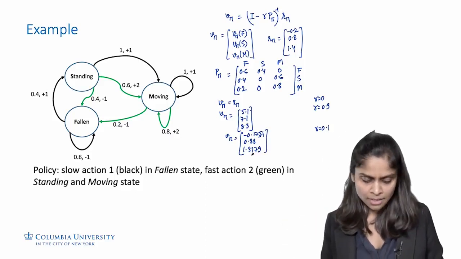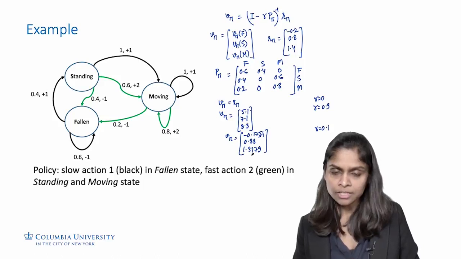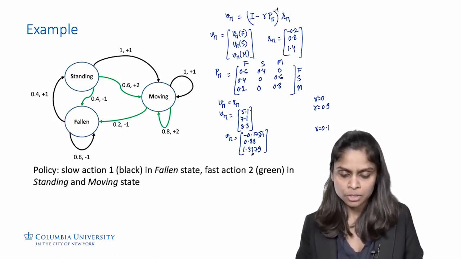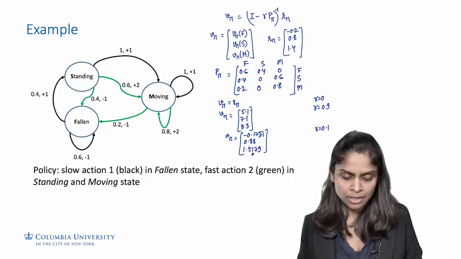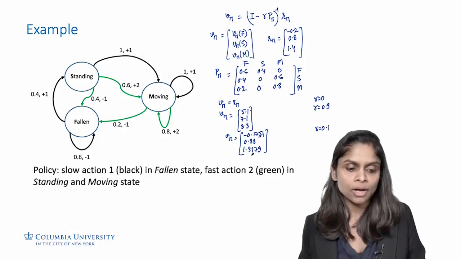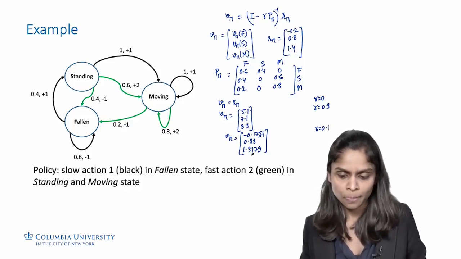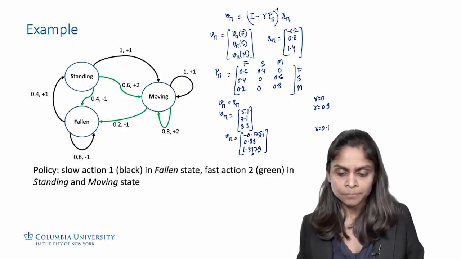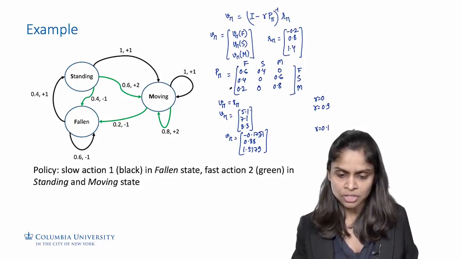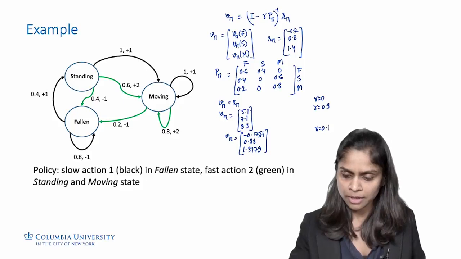Just for exercise, let's compare it. So let's find out the value vectors of some other policy and compare it to this policy. So we can think of another simple policy, which, let's say, takes slow action in all the states. So for this policy, all these terms r pi and p pi will change. So let's rewrite r pi.